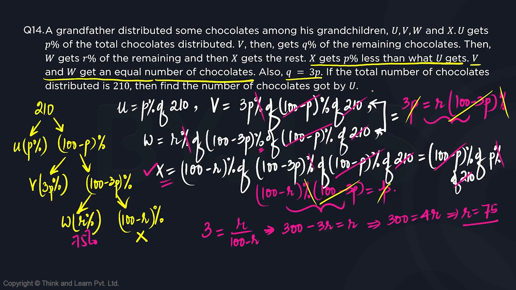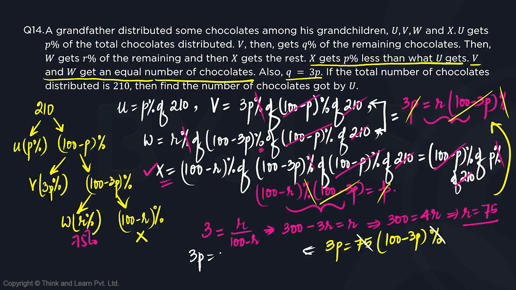Okay. The question actually asked is, what is the number of chocolates U gets? So U gets P percentage, right? So we need to find out the value of P. We can find the value of P by putting the value of R in one of the two equations. Let's put it here. If we put R is equal to 75, we will have 3P is equal to 75 percentage of 100 minus 3P. Now 75 percentage is nothing but 3 by 4. So you have to be very careful while solving these types of questions. If you miss out on a single symbol of percentage, you will not get the answer. So this changes to 3P is equal to 3 by 4 times 100 minus 3P.